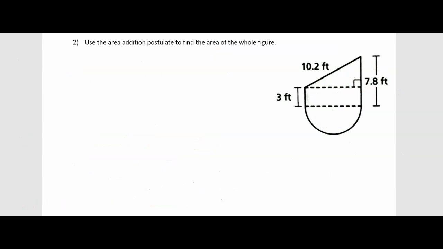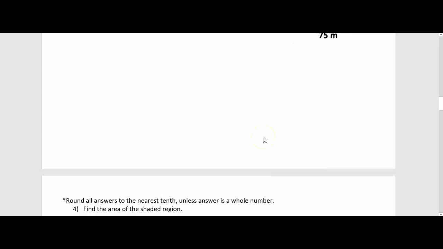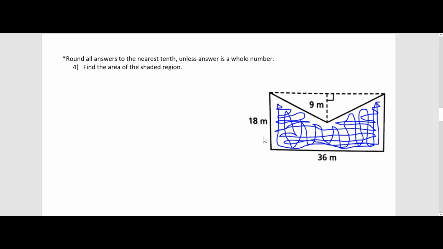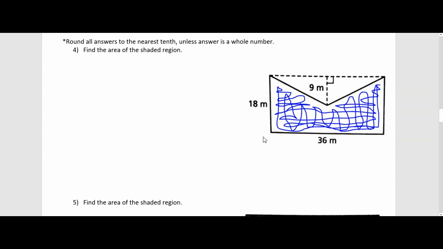Now we could have a different type of composite figure where we actually have to subtract out some areas. So here we are trying to find the area that is shaded in blue. So just the area that's shaded in blue. Pause the video, see if you can figure that out by breaking the composite figure down.